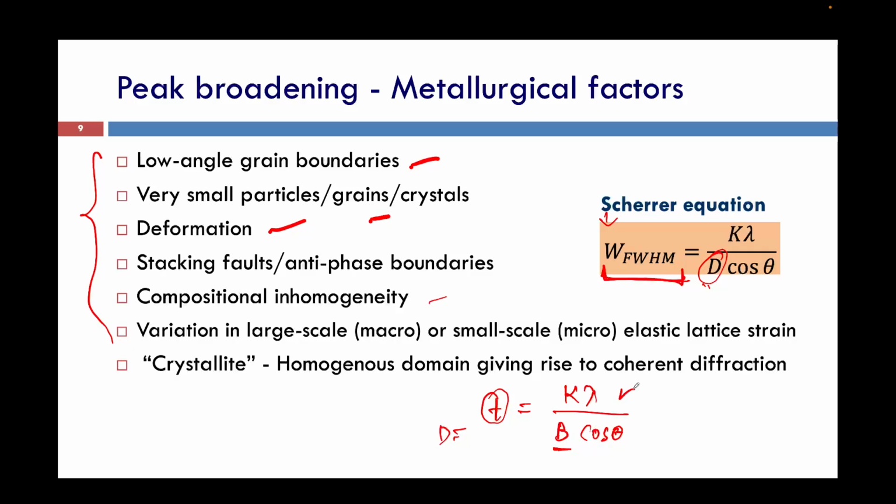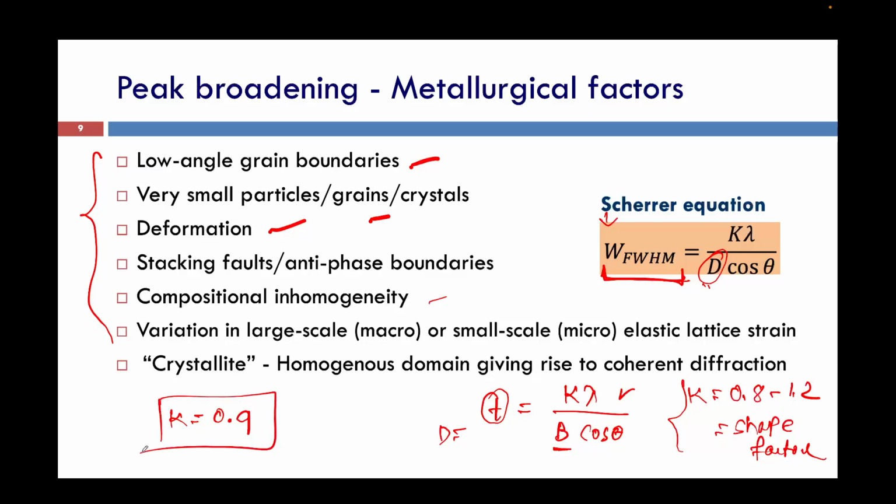And the value of K lies, if you remember, from 0.2 to 1.2, and this K is known as a shape factor. Since we are assuming that all of our crystallites are spherical in nature, in most cases we have taken the K value as 0.9.